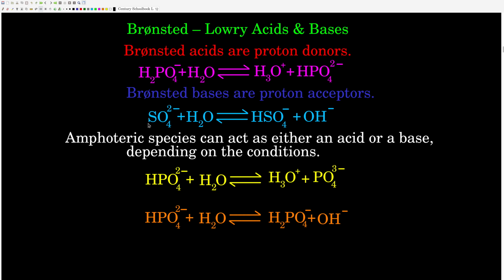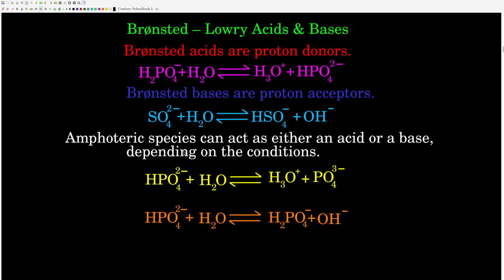So, for example, if we put the sulfate ion into water, what happens is the sulfate accepts a proton from water, forming hydrogen sulfate. And so it's accepting a proton, it's being a base. And notice that water is donating a proton, so water is being an acid in the Bronsted-Lowry sense, just as water is being a base up here.